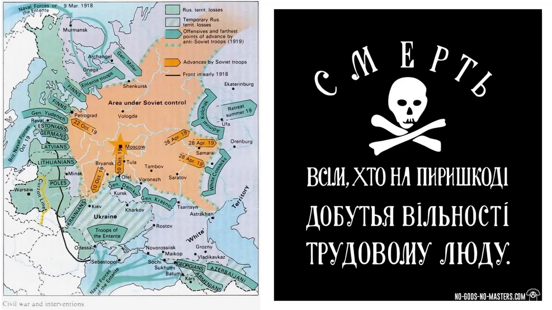This map can't really capture what's going on in the Civil War. The Civil War is very fragmented, extremely fragmented, in fact. And this picture, although it gives a rough idea of what's happening, the actual reality is very different, because you have so many different forces fighting each other. You have whites, you have the greens. The greens are the nationalist forces. So that would be the Finns, the Poles, the Ukrainians, and so on and so forth.